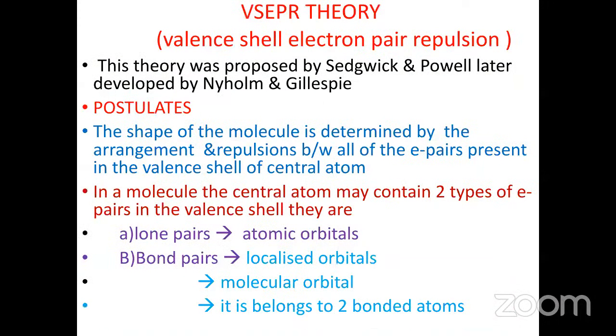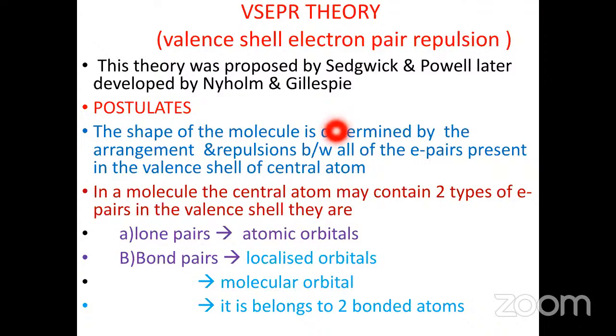Now let us discuss VSEPR theory. VSEPR means valence shell electron pair repulsion theory. It was proposed by Sidgwick and Powell. Later, it was developed by Nyholm and Gillespie. The principle of the theory: the shape of the molecule is determined by the arrangement and repulsions between all the electrons present in the valence shell of the central atom.